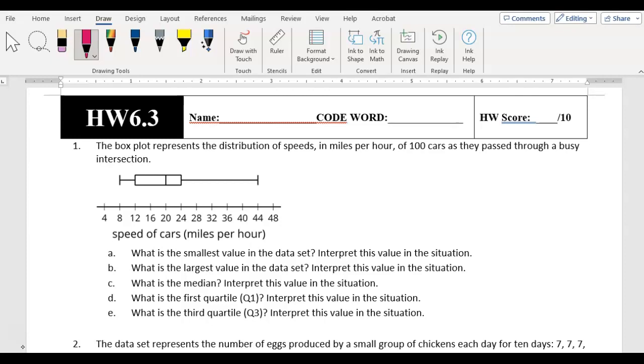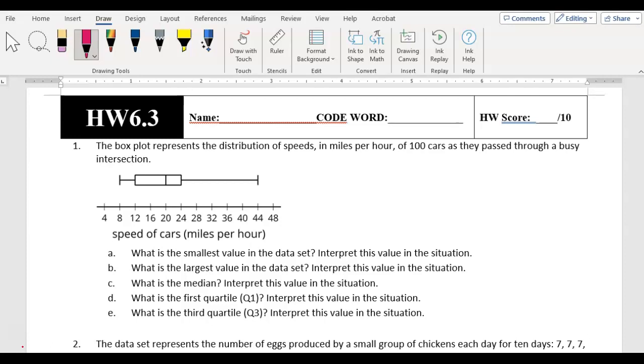So number one says the box plot represents the distribution of speeds in miles per hour of 100 cars as they pass through a busy intersection. All right, so this is the speed. Clearly somebody at 44 miles per hour was speeding through that light. And then somebody was really going slow at 8 miles per hour down at the bottom there.